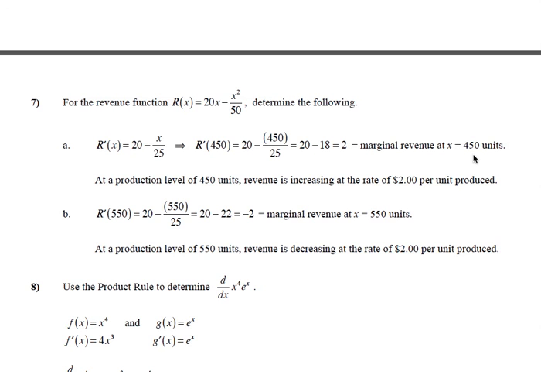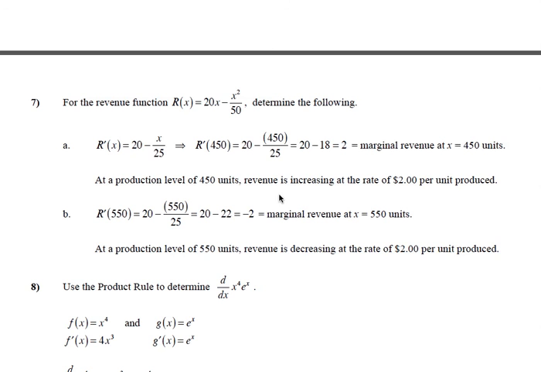Now, we are asked to interpret this result. This is the interpretation. At a production level of 450 units, our revenue is increasing at the rate of $2 per unit produced. That's what this 2 means. That is the rate at which our revenue is increasing. Why is it increasing? It's increasing because this is a positive value.